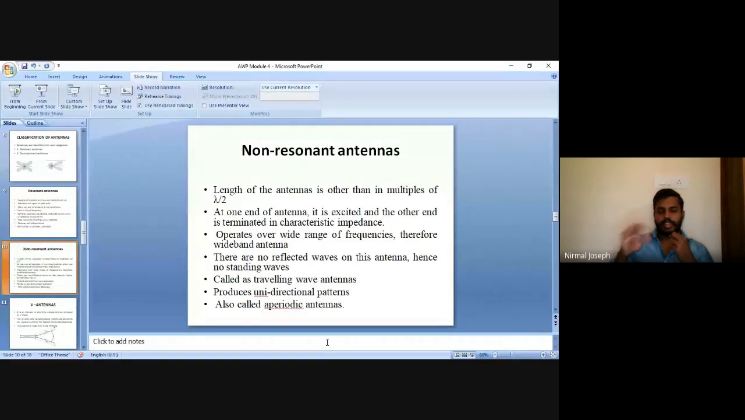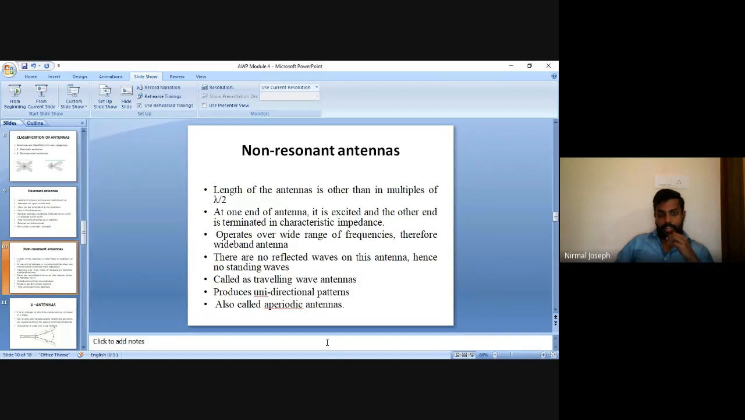So there won't be any reflected waves, so there won't be any standing waves. So it is called traveling wave antennas. The wave will simply travel through the atmosphere from the antenna. So it is called traveling wave antennas, and it produces unidirectional patterns.